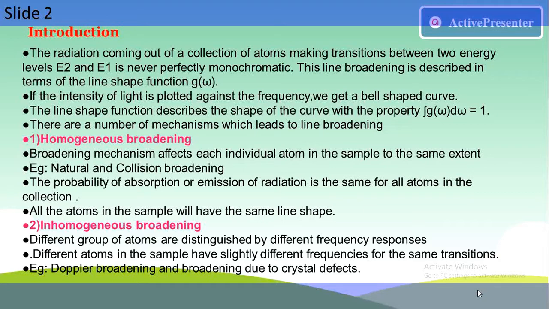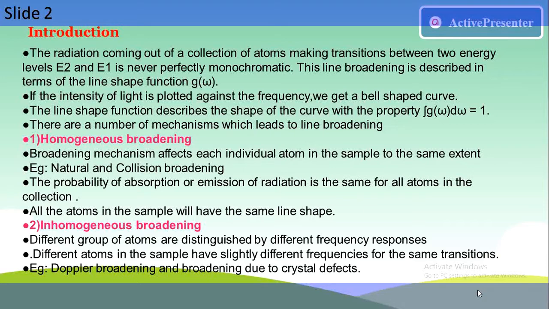g(ω) dω is the probability that a given transition between the energy levels E2 and E1 will result in the emission of a photon whose frequency lies between ω and ω plus dω. Hence, a photon of energy hν may not necessarily stimulate another photon of energy hν, but it may stimulate a photon which has an energy between hν and h(ν plus dν).